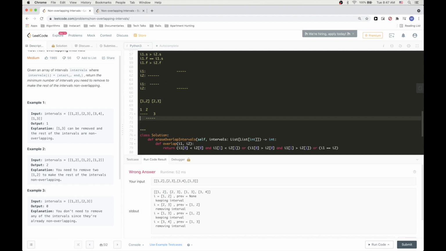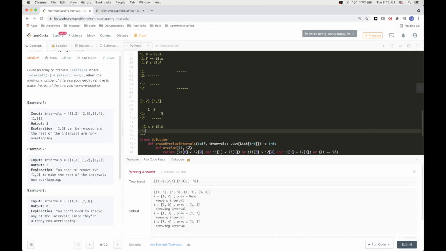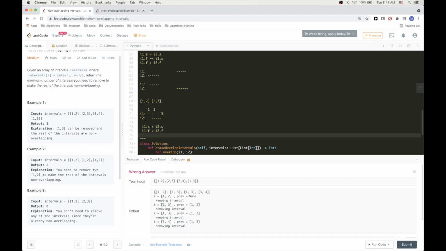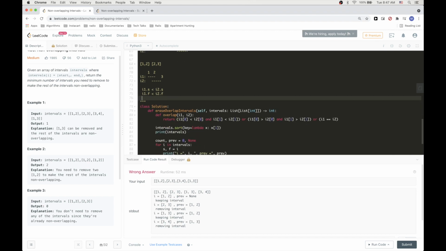Basically, if we do this one is I1 and this one is I2, what we'd get for this is that I1 dot start is smaller than I2 dot start, and then I1 dot finish is smaller than I2 dot finish. So it says that they overlap, right? Okay, so this is wrong.